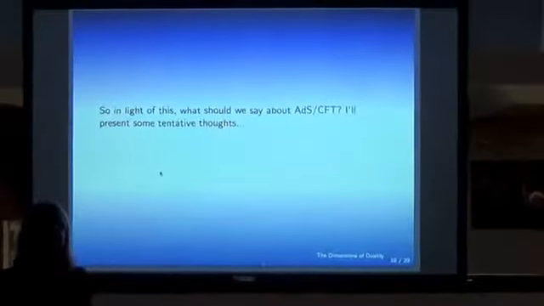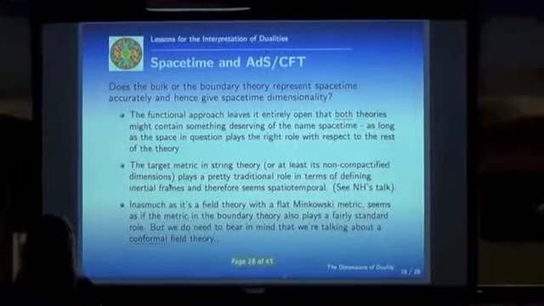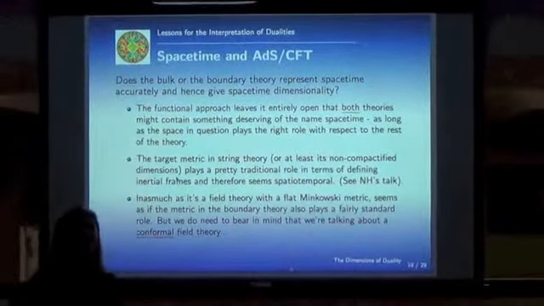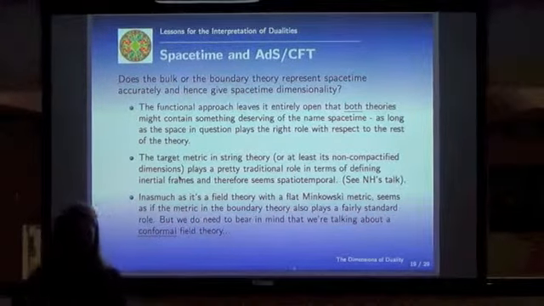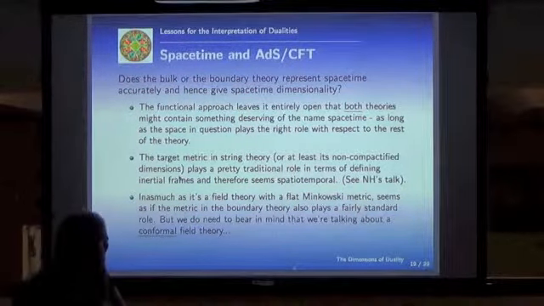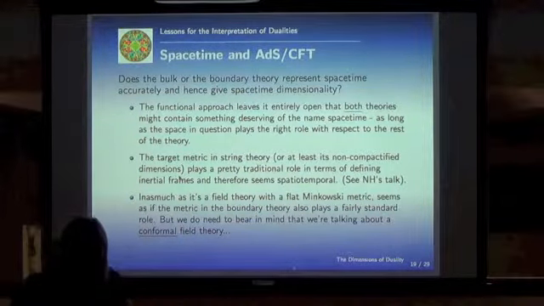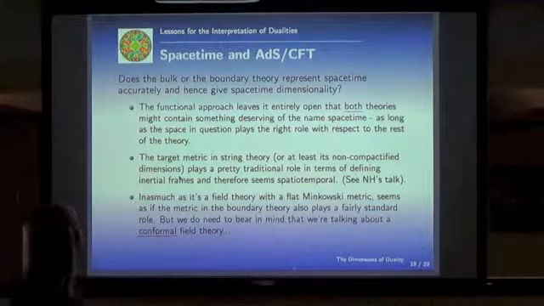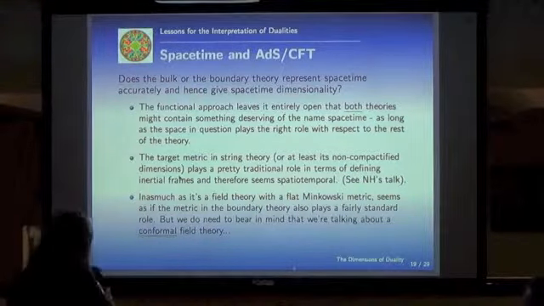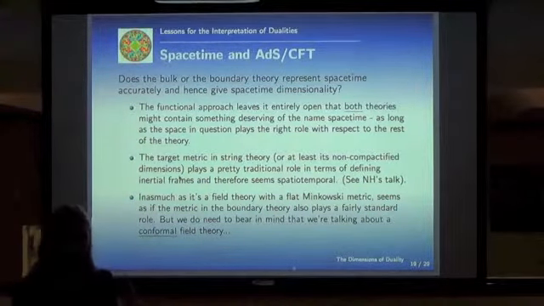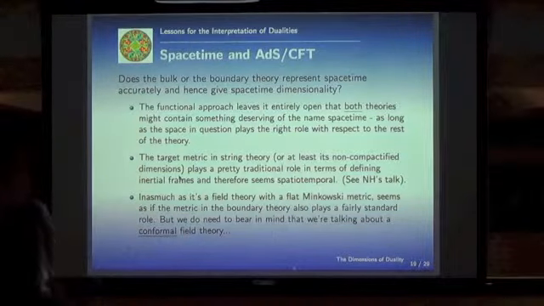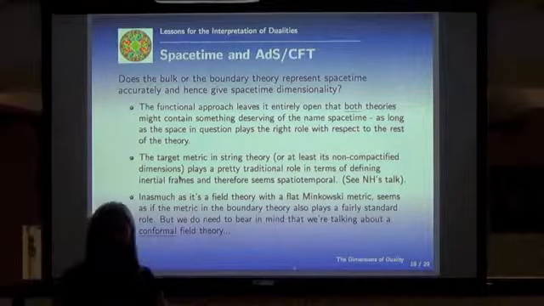Okay, so in light of that, what should we say about ADS-DFT? Well, here's some tentative thoughts. This counts as a work in progress, obviously. You can see this as inviting additions from people who know more about the technical details than me. But let's start off by thinking about space-time and ADS-DFT. So should we think of the bulk of the boundary theory as representing space-time accurately and hence giving space-time dimensionality?